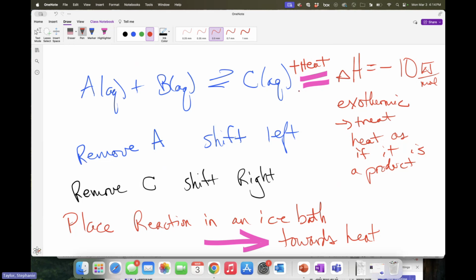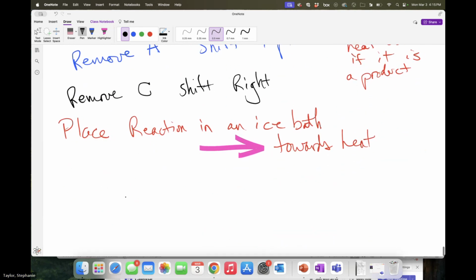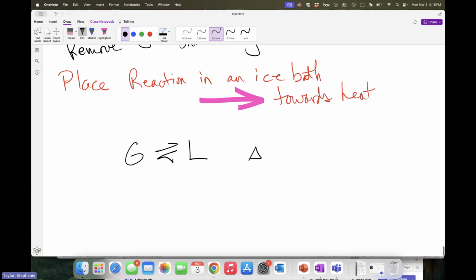So you put the reaction in an ice bath, because it's an exothermic reaction, that's going to be towards the right. That does mean that if I had a different reaction, we're going to deal with G in equilibrium to L. Why not? And my delta H now is +7. That means that this reaction is endothermic.